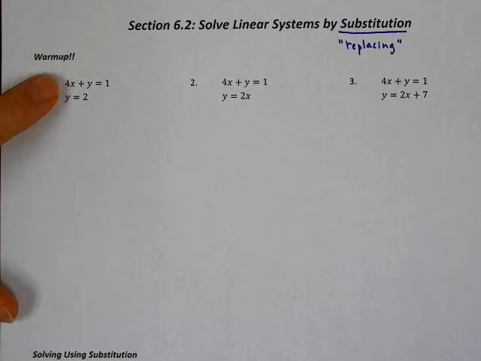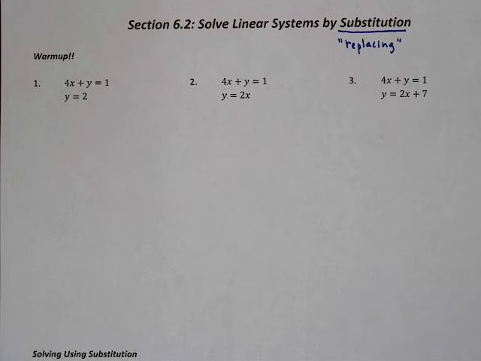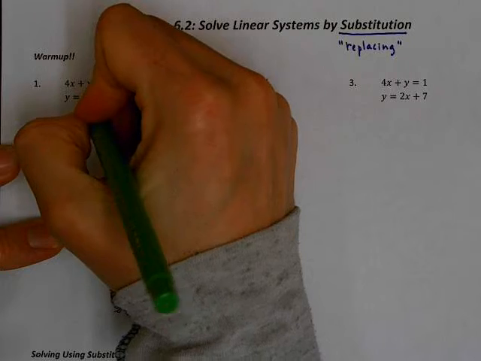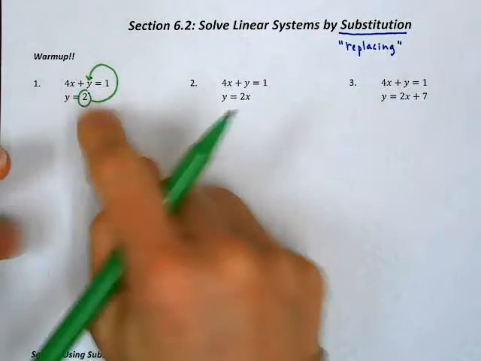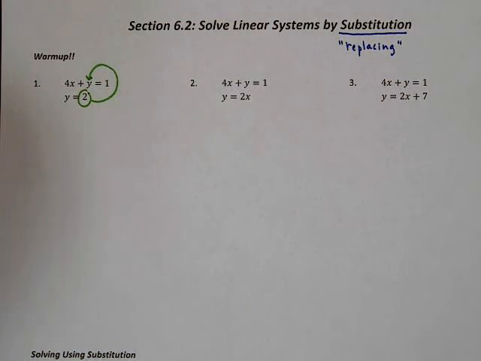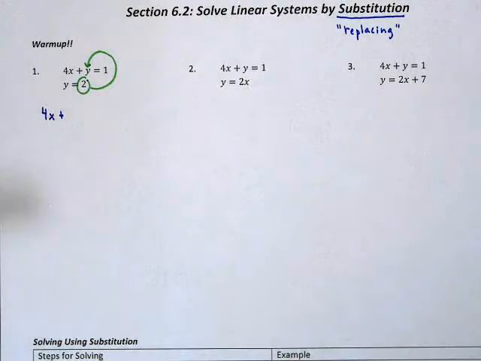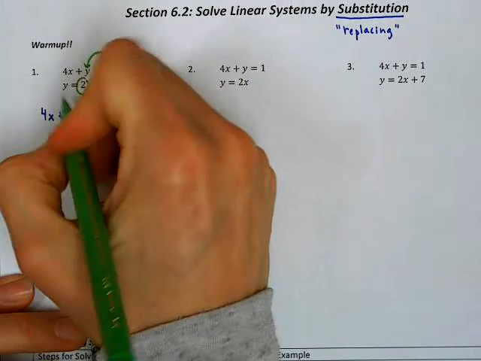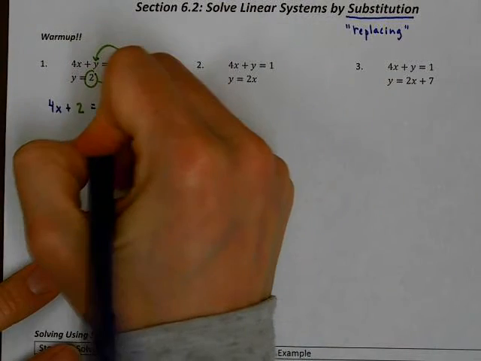We have two equations. We know 4x plus y is equal to 1, and we know y is equal to 2. So if I were going to use substitution, I would take what I know. I know that y is equal to 2, and I would replace the variable y with the value of 2. So we're going to take this equation and say 4x plus, but again, instead of y, we're going to put in 2 because we know y is equal to 2, and we have equals 1.